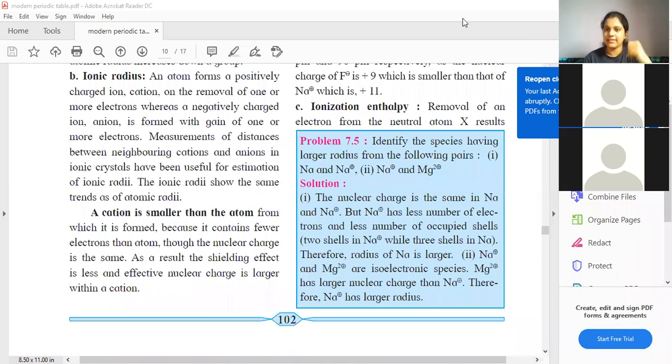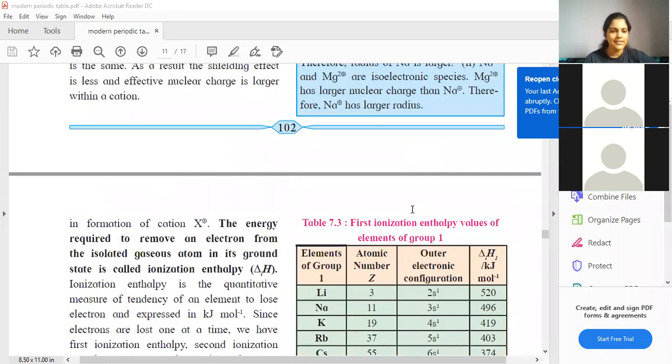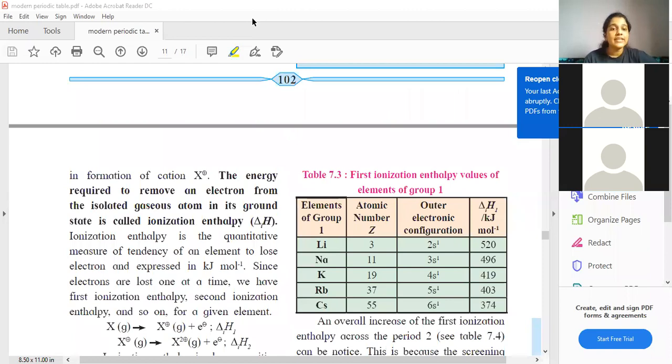Let us start reading, then I'll explain simultaneously what is written. Removal of an electron from the neutral atom X. Okay, there is some neutral atom X. Students, here X does not mean halogen. Don't confuse it with your organic chemistry. Here X is some atom. So when you remove an electron from this X, it will result in the formation of a cation X plus. Like you have sodium, you remove an electron, you get Na plus. Similarly, if there is any atom X, you remove an electron, you get a cation X plus.